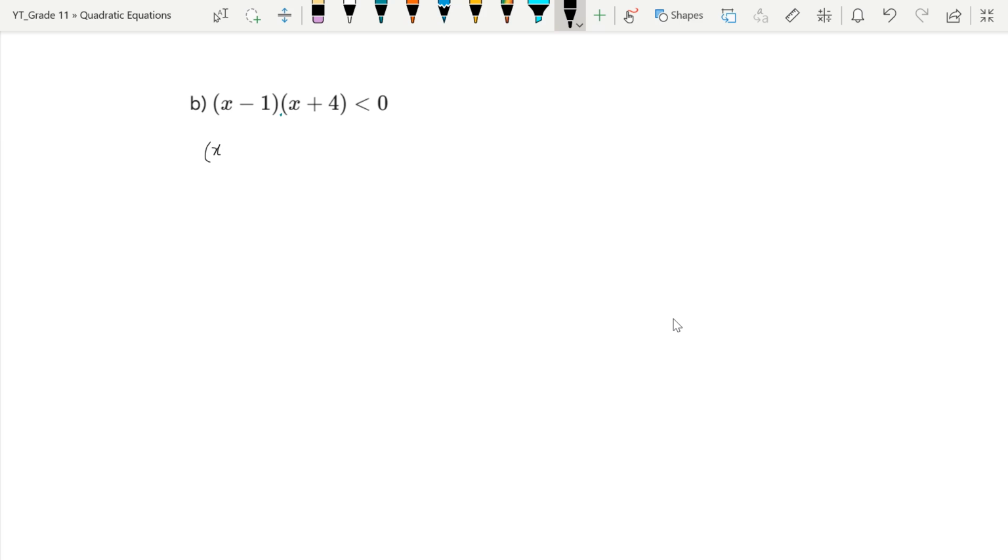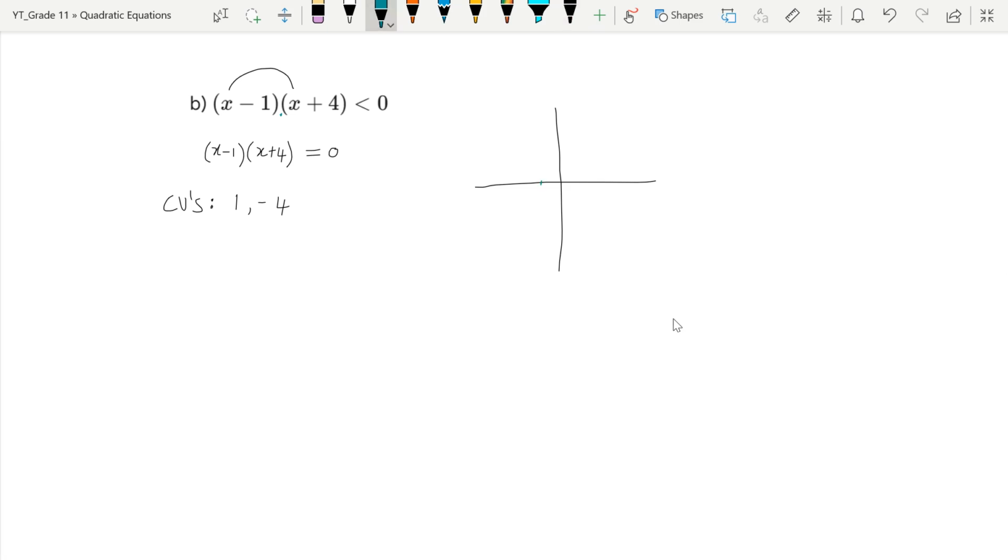So just for a moment, I'm going to make that equal to 0 just so that I can calculate my critical values. So my one critical value is 1 and my other critical value is -4. Okay, so we're going to use those critical values to draw a rough sketch of a parabola. Is it a happy face parabola? Well, we know that if we start multiplying this out, it is going to give us a happy face parabola. And then we need to plot our critical values.